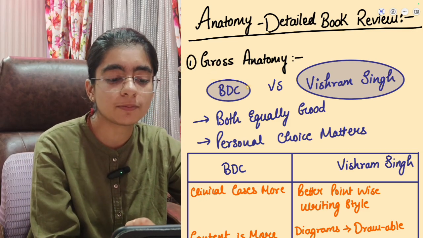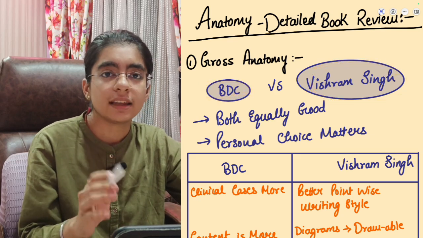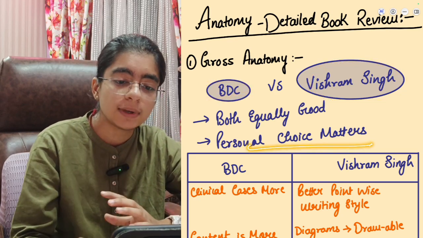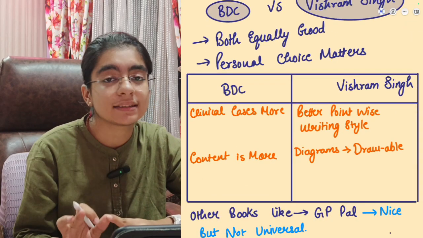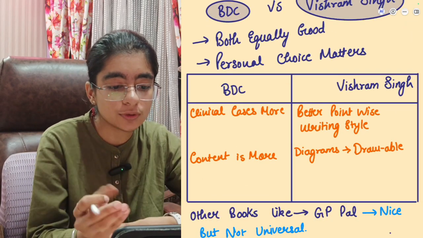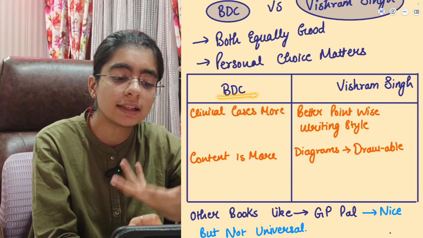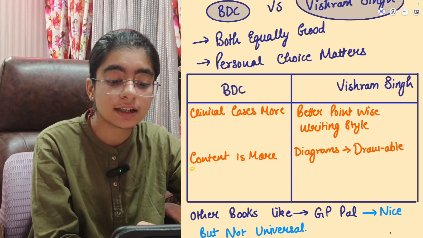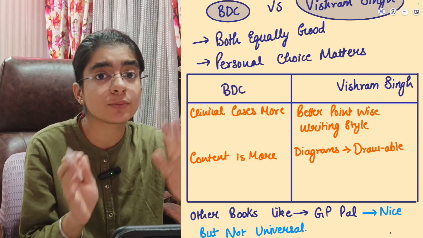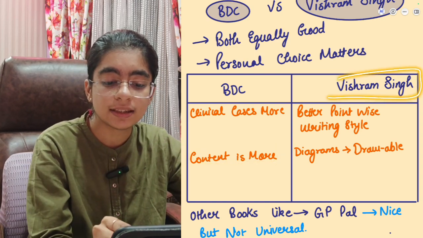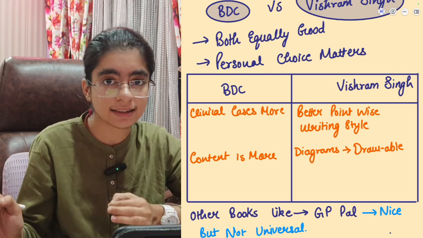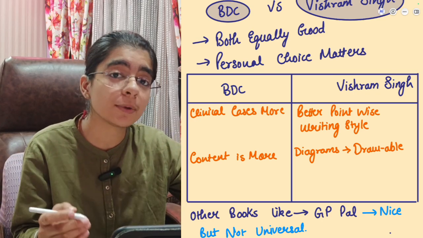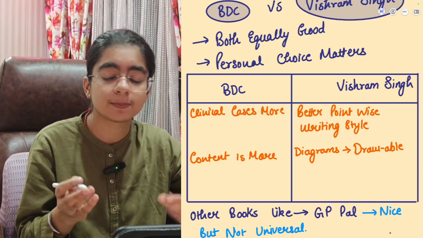Here you have the option of BDC versus Vishram Singh. See, both are equally good and it depends on your personal choice. But there are a few differences you can consider which will help you to choose. BDC has some clinical cases and scenarios more in it, and the overall content is more in BDC. But in Vishram Singh, there is a point-wise writing style and there are systematic headings in it. So that will help you in the exam ultimately, right?